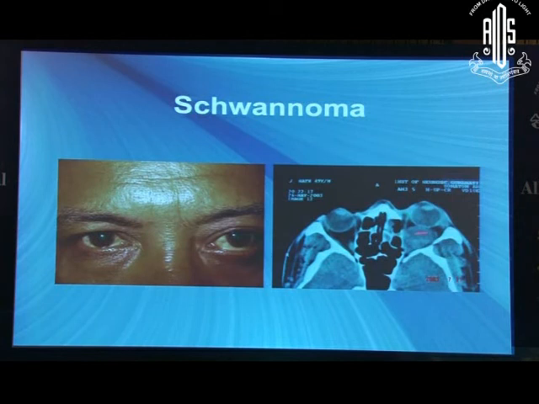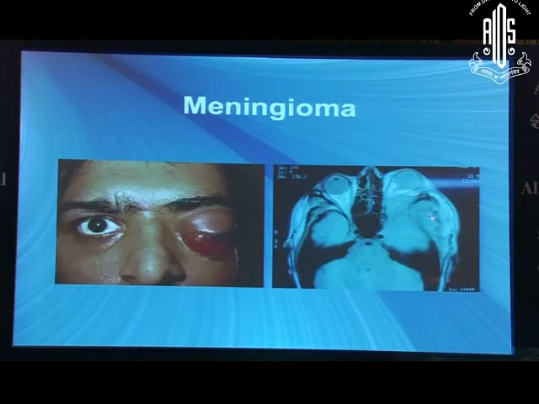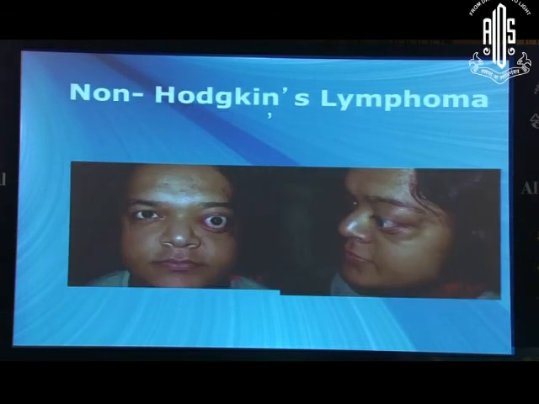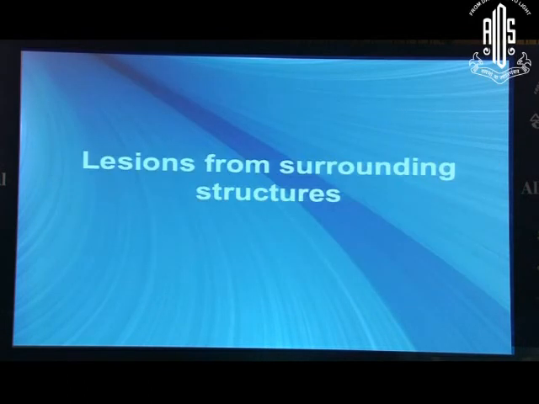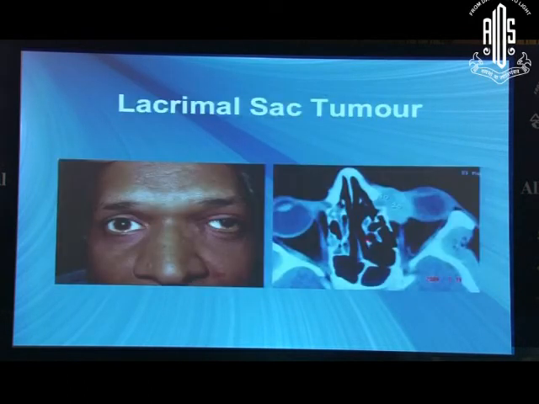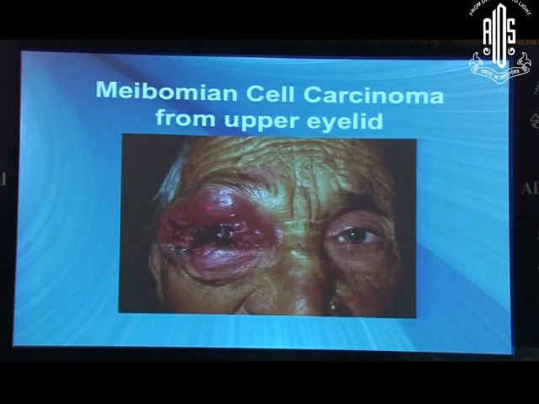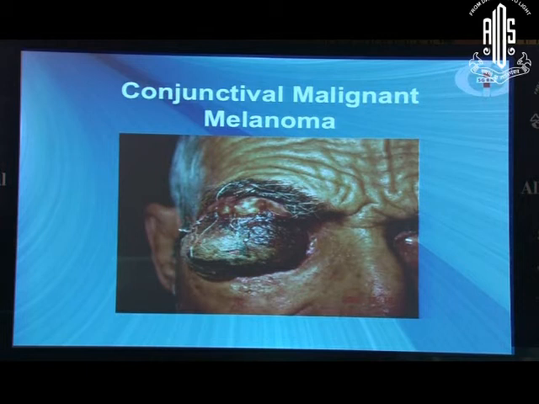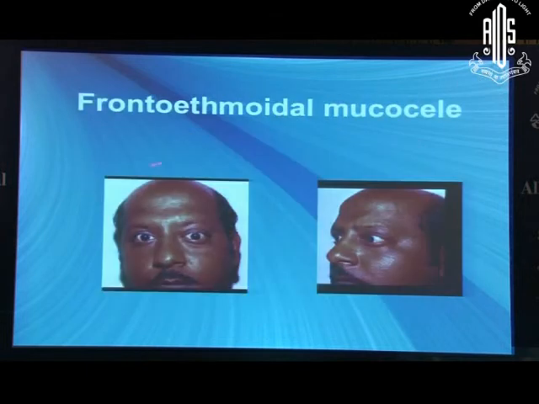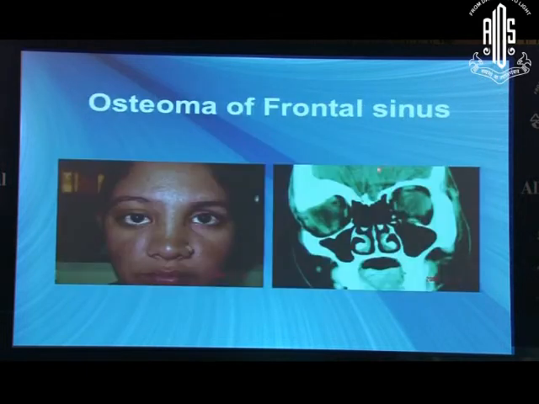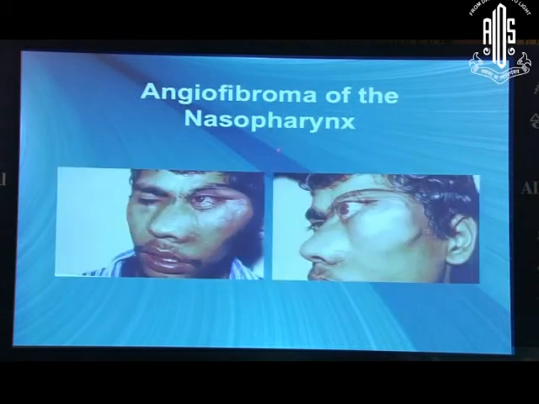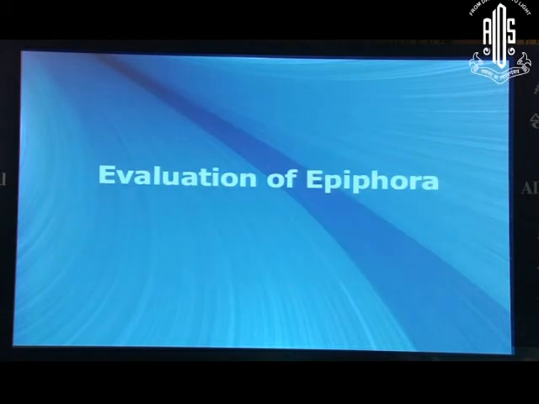And the various other neoplastic ones like schwannomas, meningiomas, lymphomas, NHL, and those which come from the surrounding structures such as the sac, such as the eyelid or conjunctiva, or those coming from the sinuses like the frontal or frontoethmoidal sinuses or nasopharynx. The last part that I'll be covering will be the evaluation of epiphora.